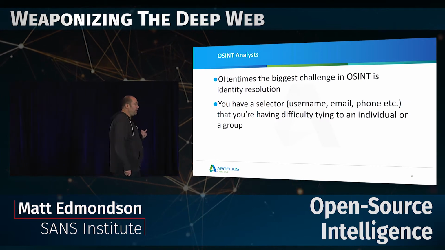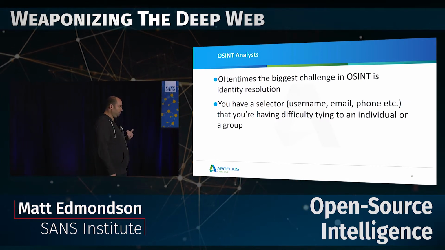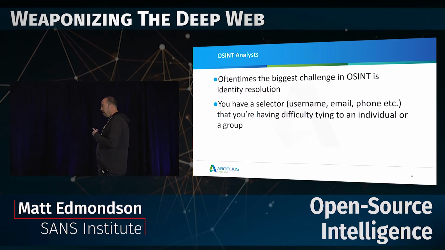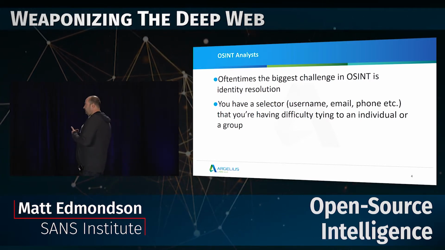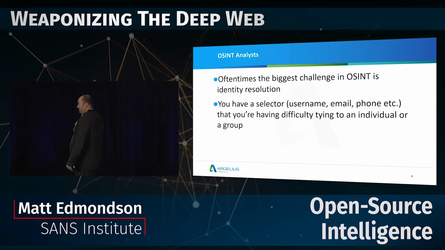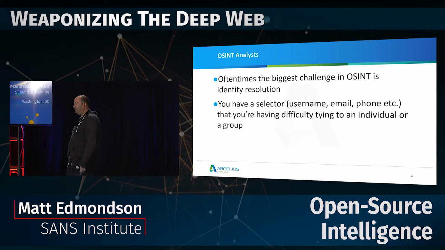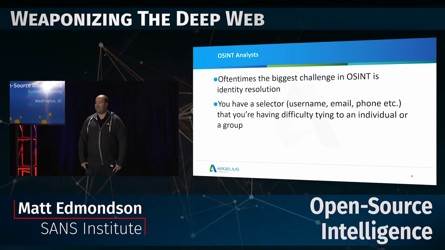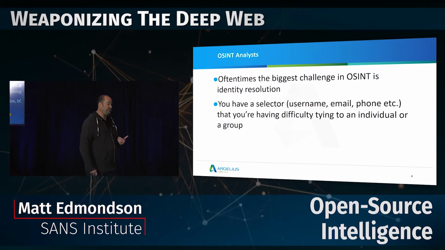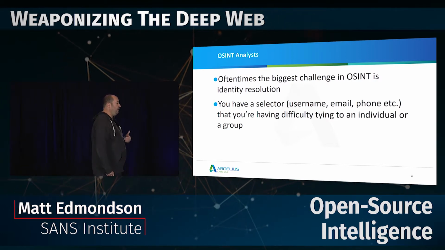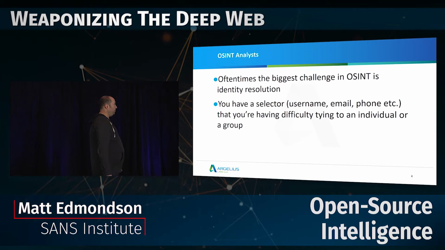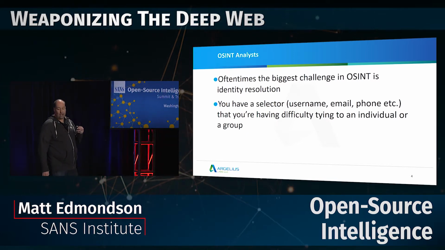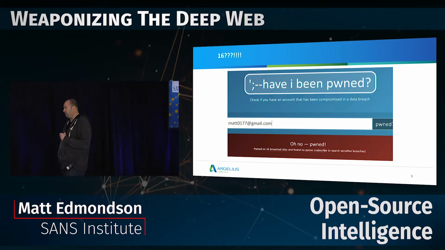We've got a room full of people here doing OSINT for a lot of different reasons, but I'm not naive. It's Washington, D.C., it's an OSINT summit. We have quite a few in here who are law enforcement, military, intelligence community. When you're doing OSINT in that realm, a lot of times there's really only one challenge: identity resolution. We've got some selector, an email address or a phone number, and we're trying to tie that to an individual or a group, over and over on loop. For quite a few of us doing OSINT, that's the biggest challenge we have, and breach data can help us with that.